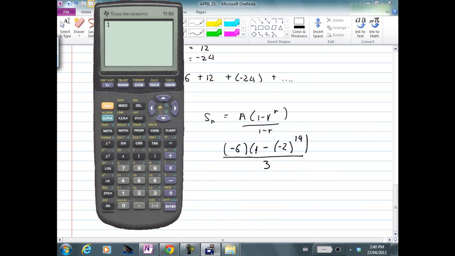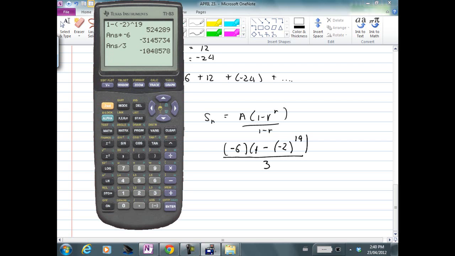1 minus negative 2 to the power of 19, and you should have 524,... times negative 6 divided by 3. Negative 1,048,578. And that's your answer.